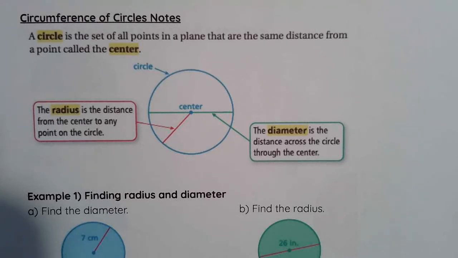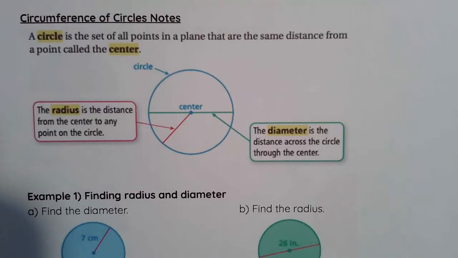All right, in this video, we're going to look at the circumference of a circle. So first we want to understand what a circle is. A circle is a set of all points in a plane that are the same distance from a point called the center. So a circle is not made up of sides. It's made up of an infinite amount of points that are all the same distance from the center.